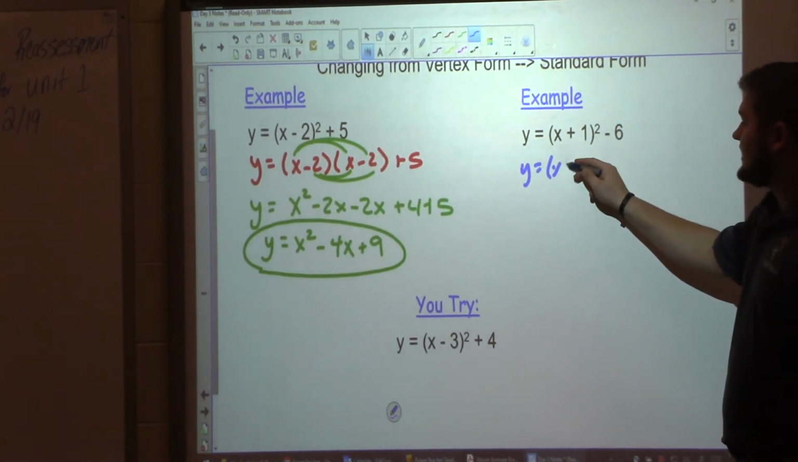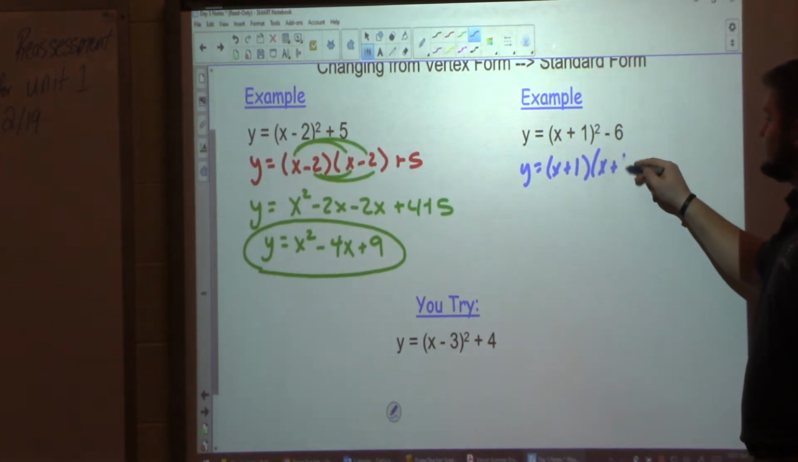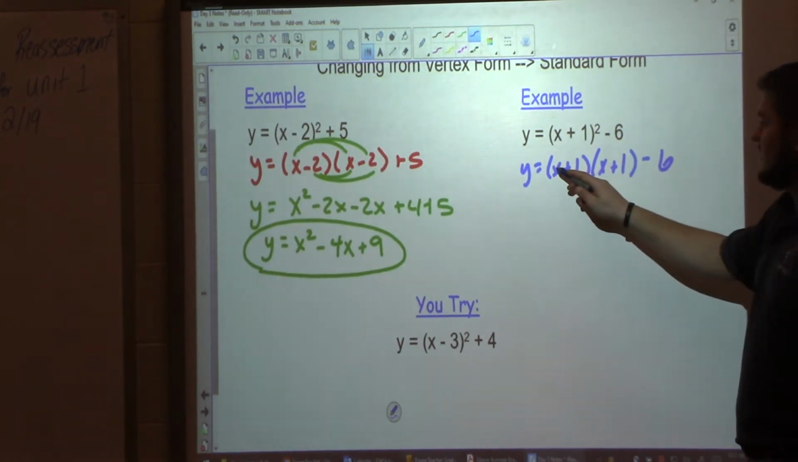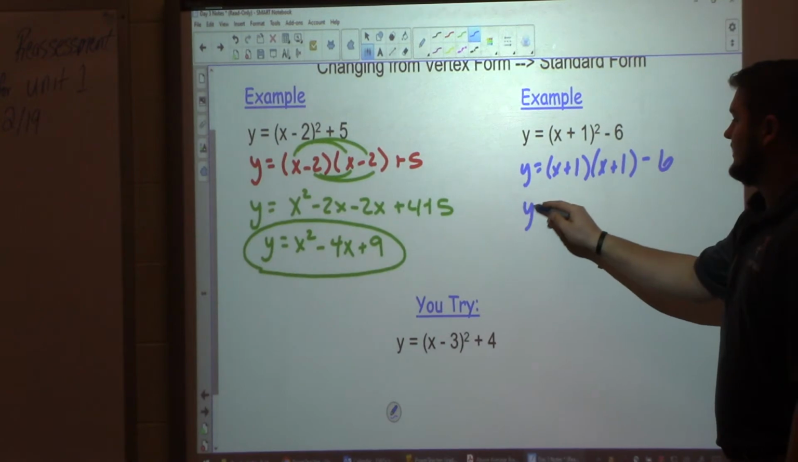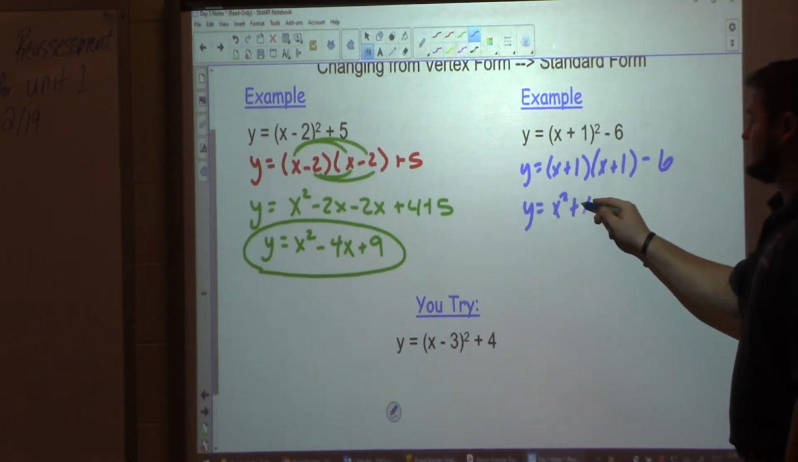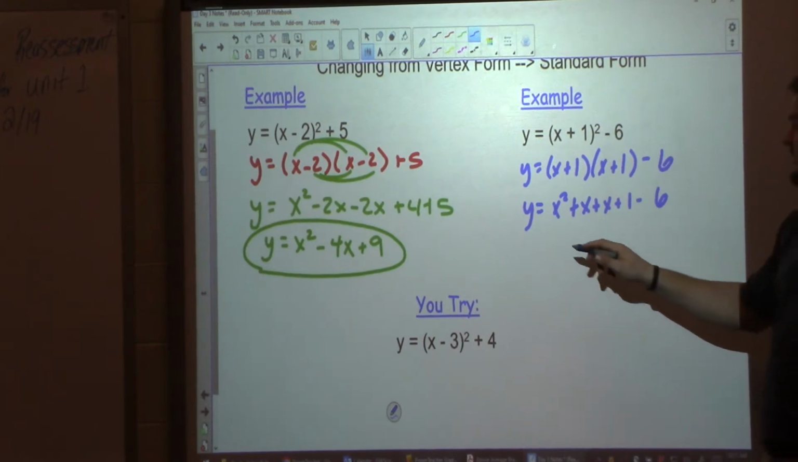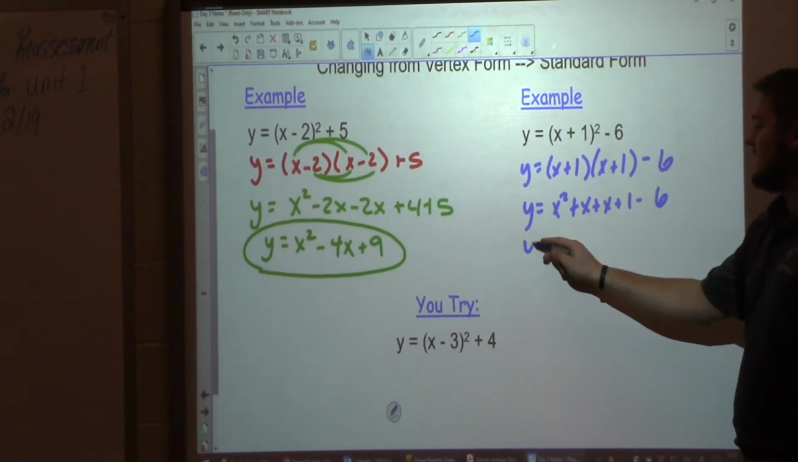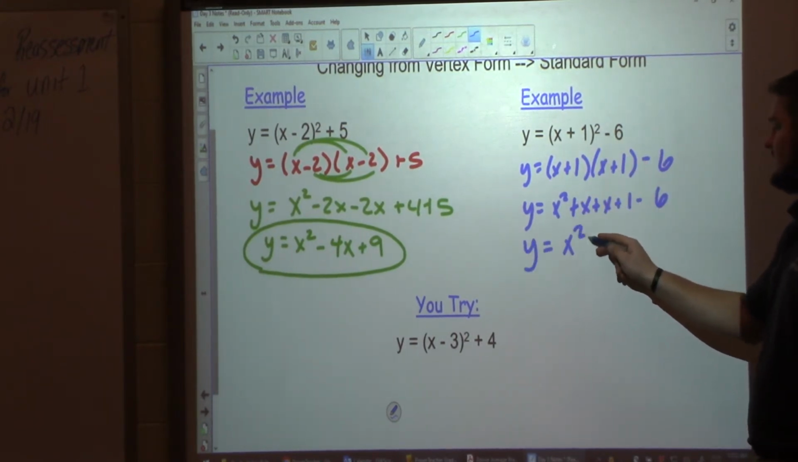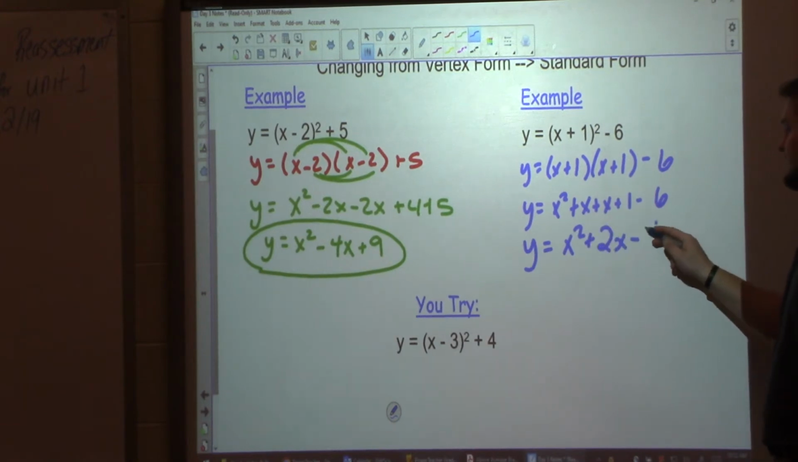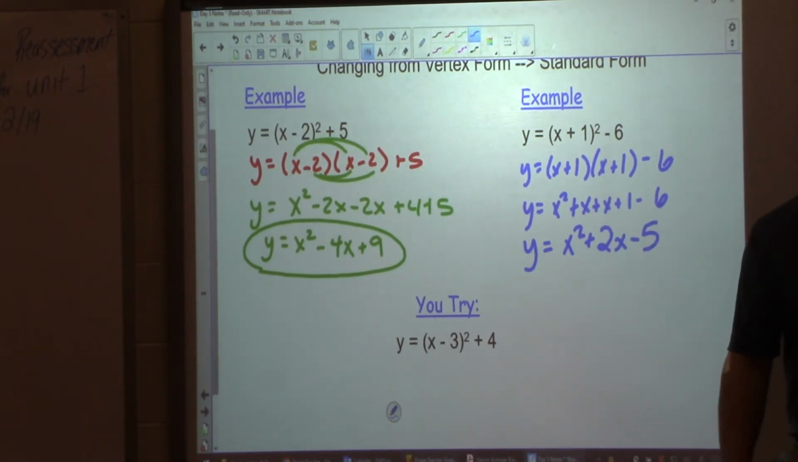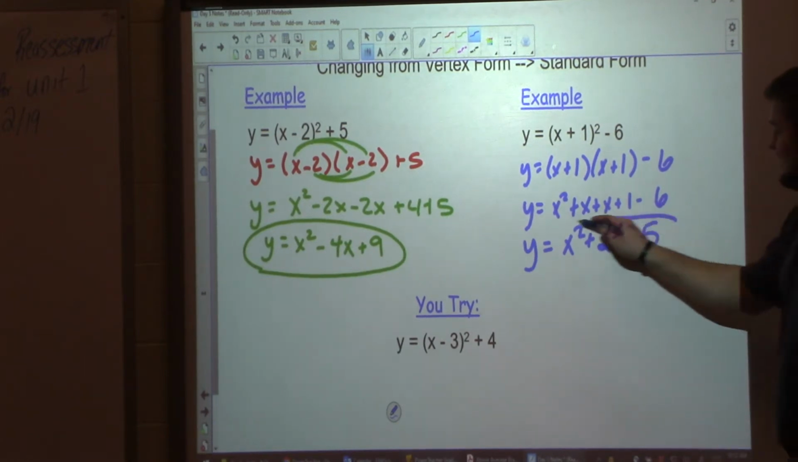So I'm going to rewrite it as x plus 1 times x plus 1 minus 6. Okay, let's FOIL it again. x squared plus 1x plus 1x plus 1 minus 6. All I did was FOIL. Now I'm combining like terms. x squared plus 2x minus 5. It comes out in standard form again. So magical.